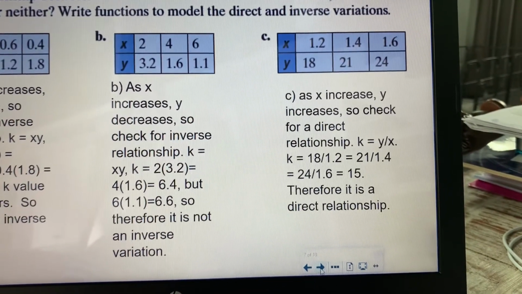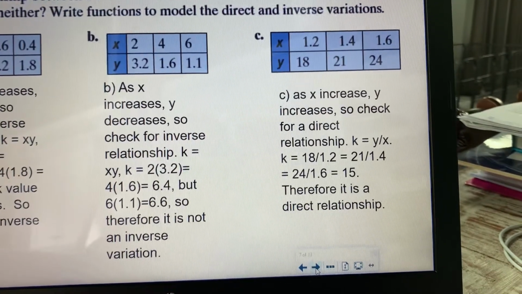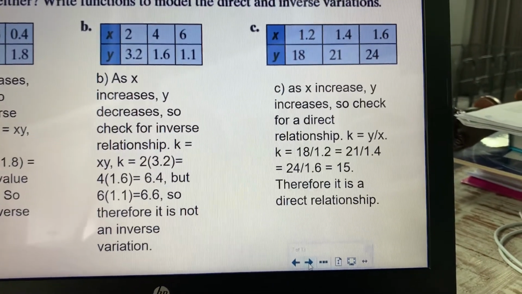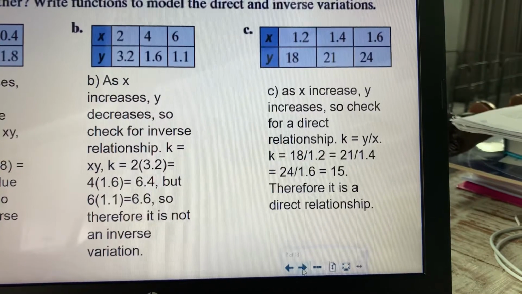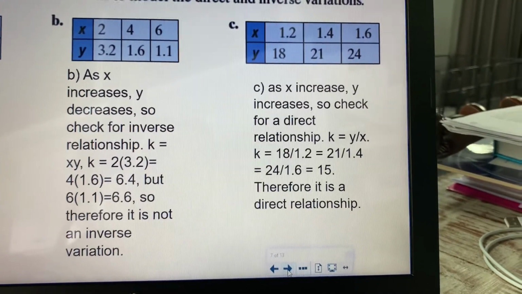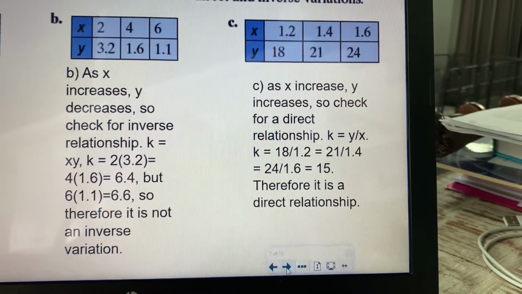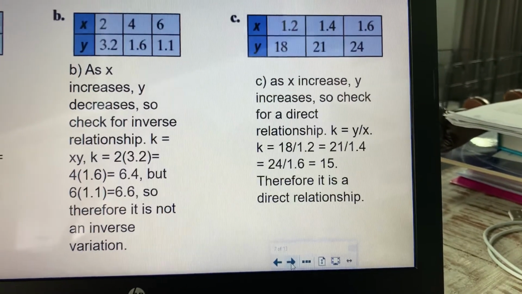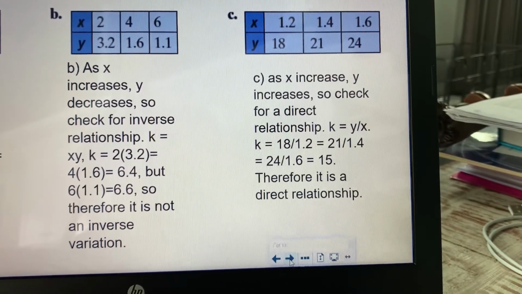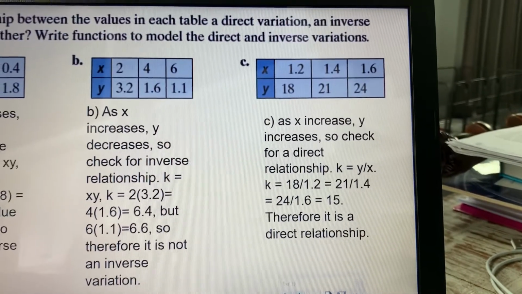So since we got the same answer every time, our k value is 15. It is a direct relationship. And again, I did not write the answer, but the equation for that, since it's direct, is y equals kx. So y equals, your k value is 15, so it'd be y equals 15x. That is the equation for letter C.